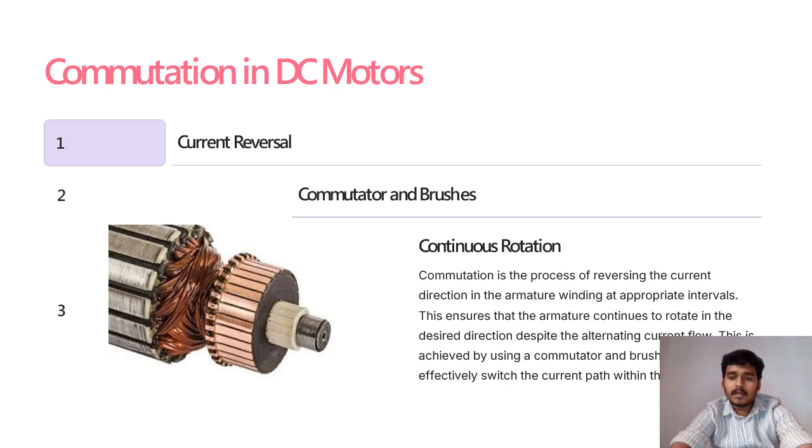at appropriate intervals. This ensures that the armature continues to rotate in the desired direction despite the alternating current flow. This is achieved by using a commutator and brushes, which effectively switch the current path within the armature. Yes, what we said is right.